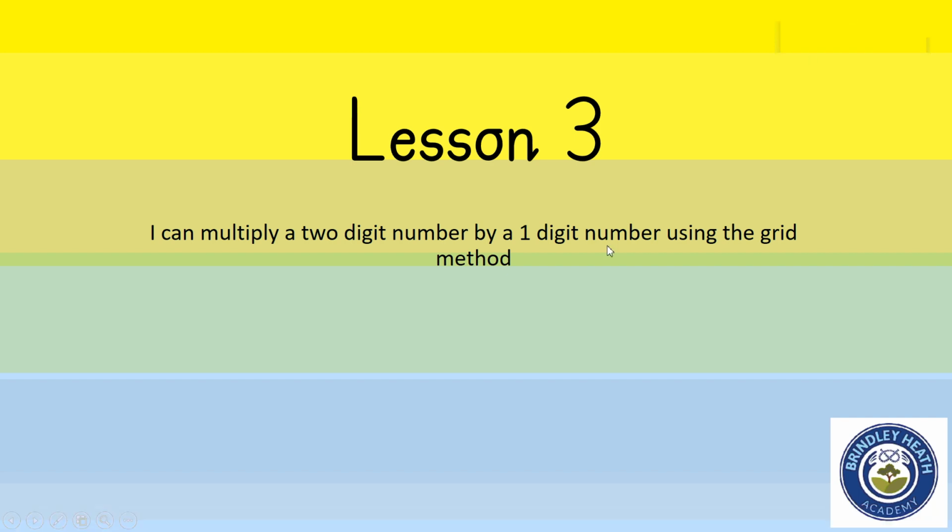Welcome to lesson 3, which is I can multiply a 2-digit number by a 1-digit number using the grid method. Now the grid method is something we have already looked at in school. I'm hoping that this will refresh your memory and you've got an opportunity to practice it again today.